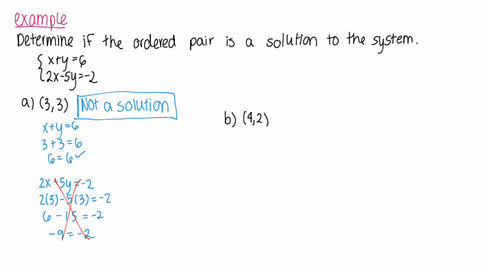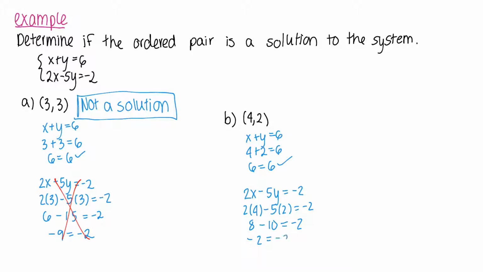Now let's try 4, 2. Once again, plugging them into both equations. So x plus y equals 6. 4 plus 2 equals 6. So it works in the first one. For the second equation, 2x minus 5y equals -2. Plugging in 4 for x and 2 for y. So 2 times 4 is 8, minus 5 times 2 is 10. And 8 minus 10 is indeed -2. So because it worked in both equations, we got true statements in both equations, we can say that this is a solution to the system.